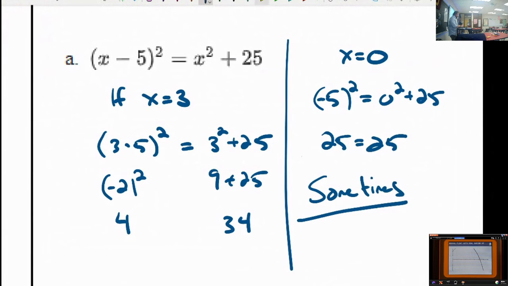Another good way to do this is to graph them on your calculator. Graph y1 and y2, and see if they cross. If they cross ever, then it's sometimes. If they never cross, it's never. And if they are the same graph, then it's always.